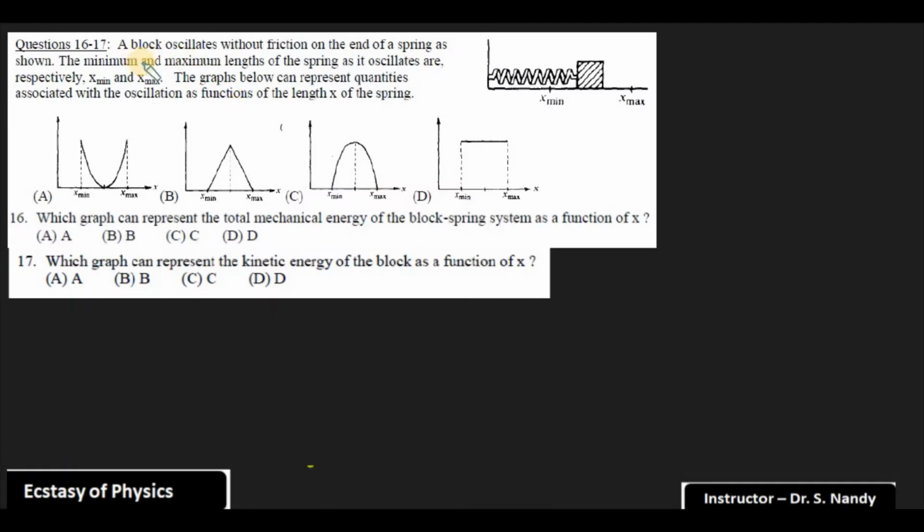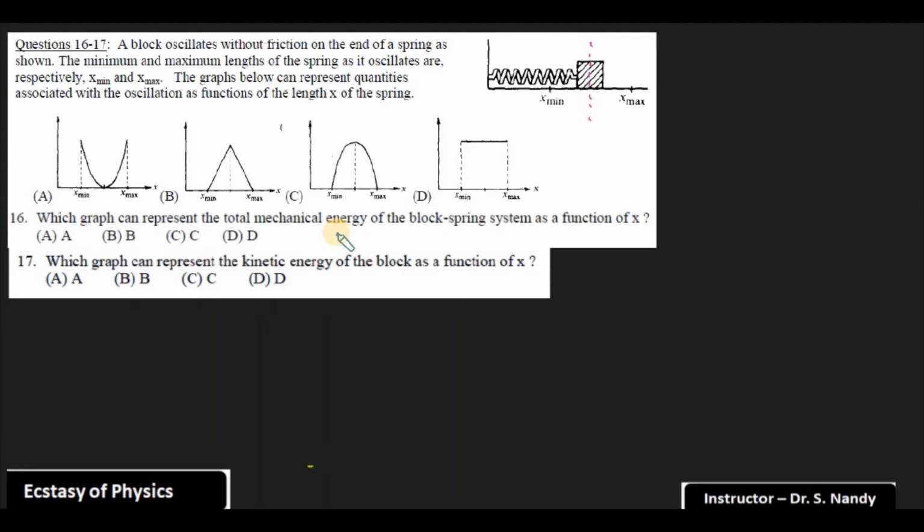So here in the problem it is given that a block oscillates without friction on the end of a spring as shown. The minimum and maximum lengths of the spring as it oscillates are respectively x min and x max. So here this is the mean position. With respect to the mean position, x max and x min are the maximum and minimum displacement of the spring. The graphs below can represent the quantities associated with the oscillations as functions of the length x of the spring.